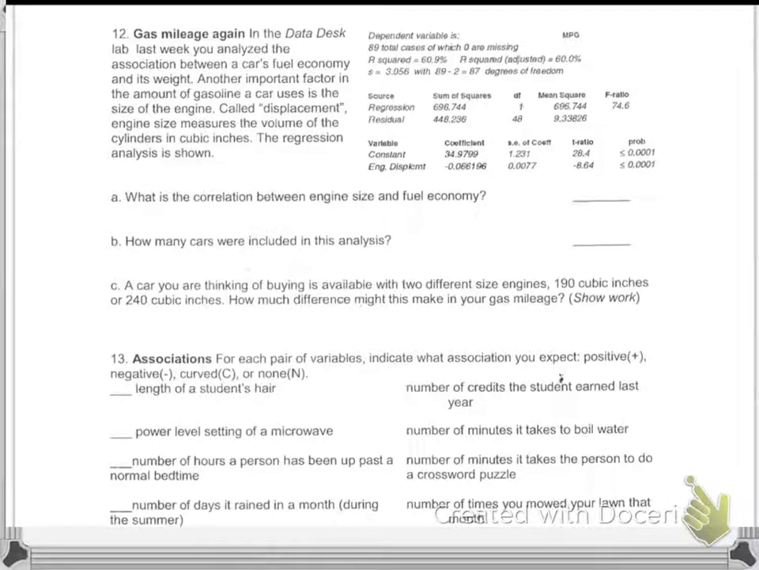Okay, let's go do number 12. It says they want us to find the correlation. The only ways to find the correlation are one, to have the data, or two, to have R squared. Now they don't have the data, so let's see if they have R squared, and they have it right here. So it's 60.9%. Let's write it as 0.609, and we're going to take the square root of that, and we get 0.8. Now, you're not done yet.